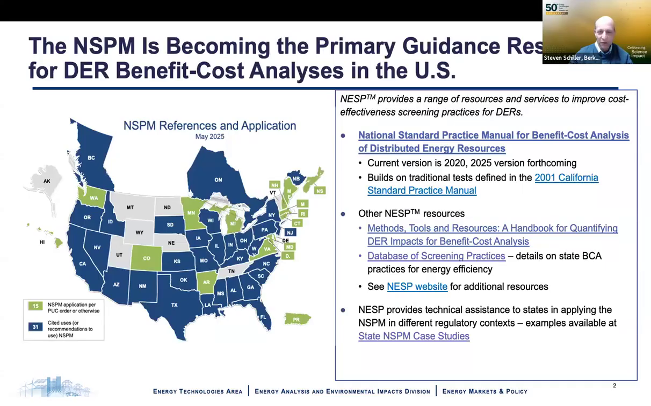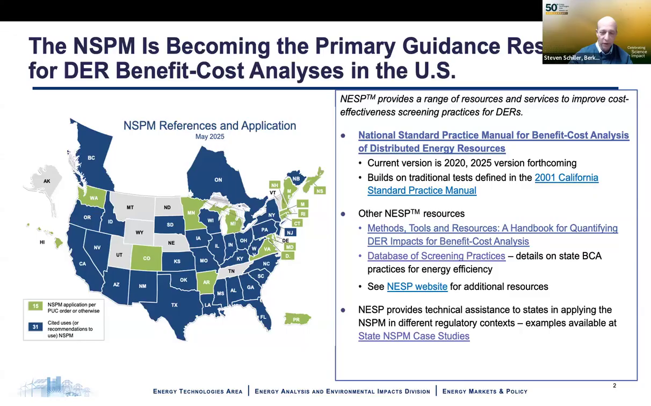So this NSPM, National Standard Practice Manual, seems to be becoming the primary guidance resource for benefit cost analysis, really in the US and to some degree in Canada as well. The first one was published in 2017. We updated that in 2020. We're actually in the process of revising it, and hope to have a new version at the end of this year.